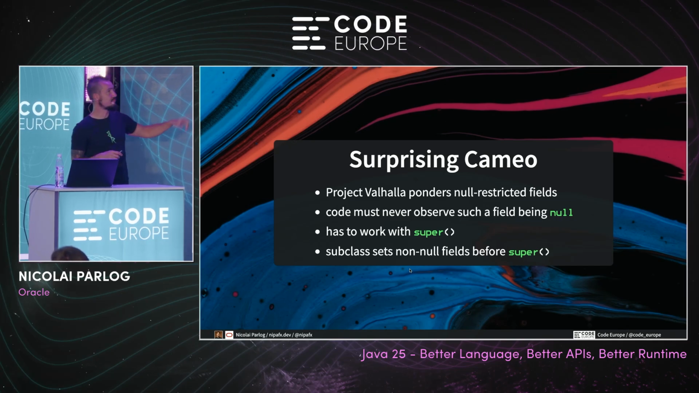And this used to be a problem when considering how to enforce this. And these constructor calls now make this possible, because a subclass can be forced to assign all its non-null fields before handing control to another class that could potentially otherwise observe these fields being null. Okay, that was the Valhalla cameo.